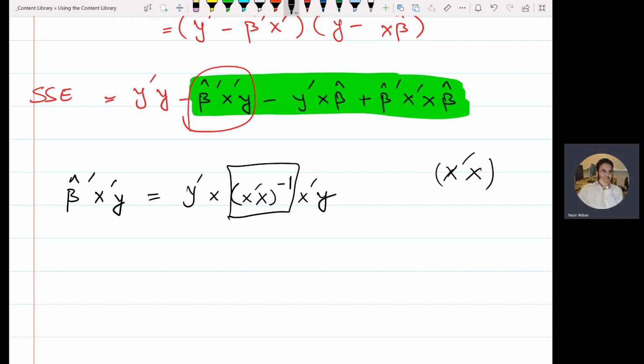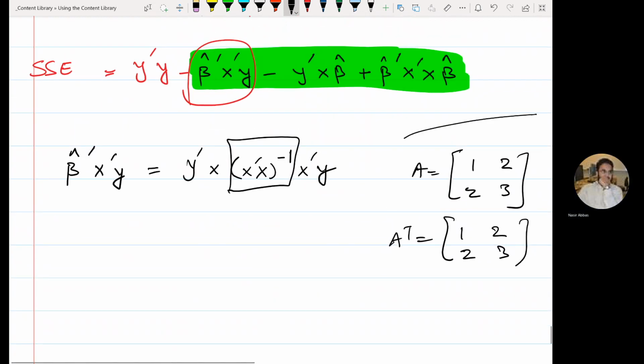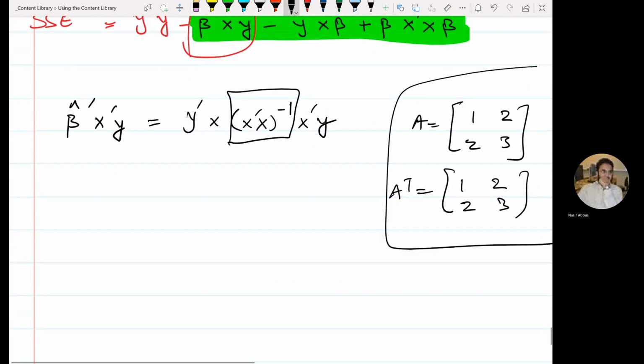There is a result that the transpose of a symmetric matrix is the same matrix. For example, if I have A, which is 1, 2, 2, 3, this is a symmetric matrix. If I take the transpose of A, it will be what? The same thing. So the same is true for X prime X, and the same is true for X prime X whole inverse. They are both symmetric. So we have result number 1.